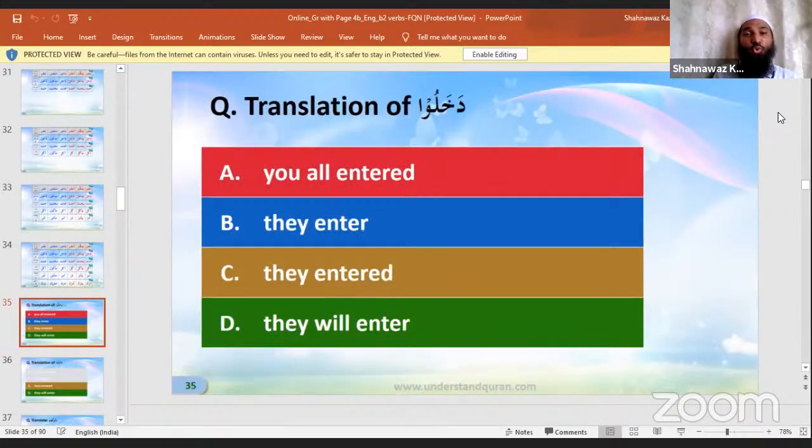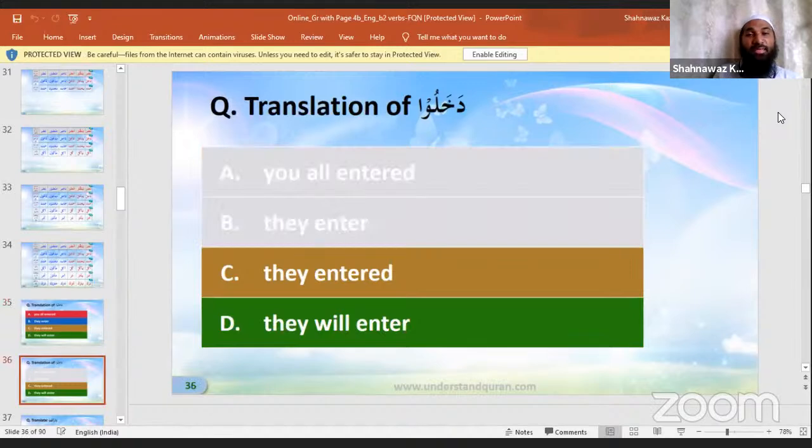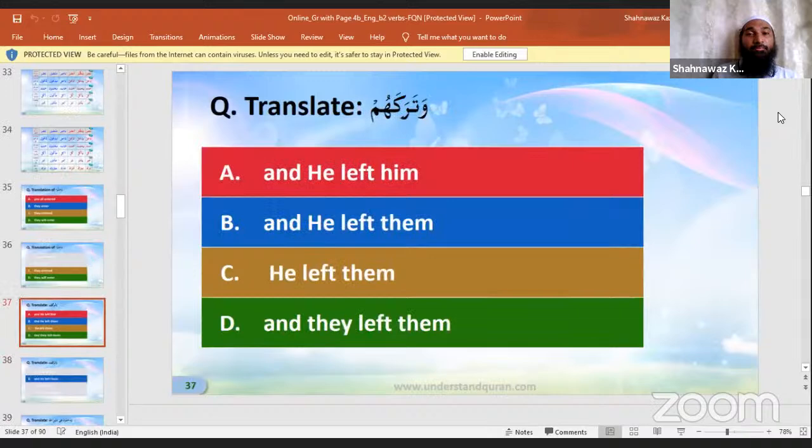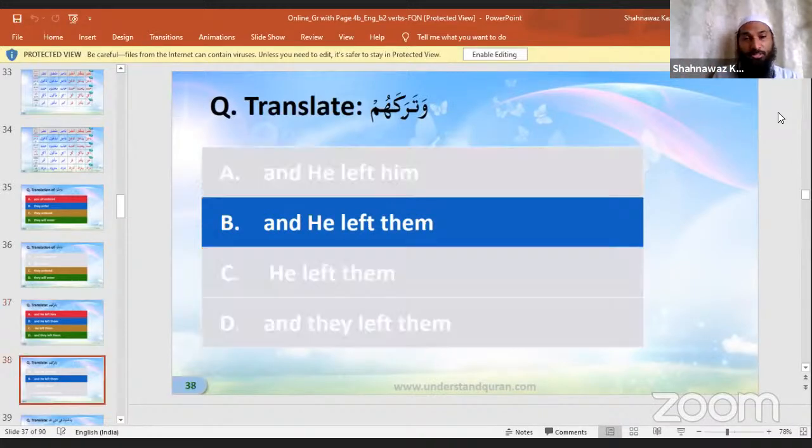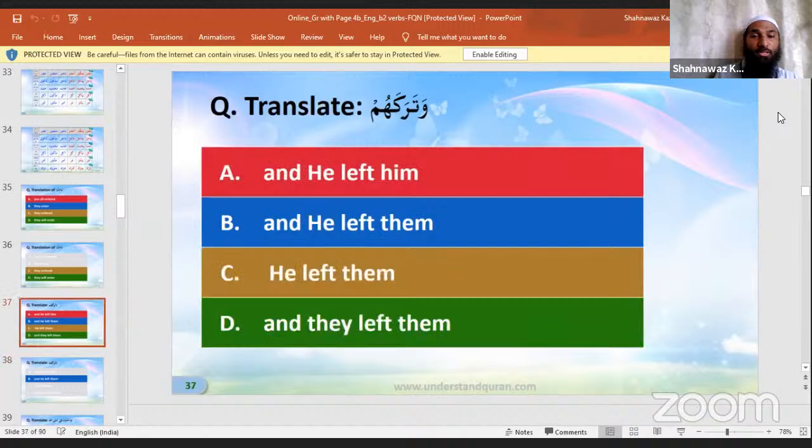Dakhalu, the translation of dakhalu is: you all entered, they entered, or they will enter. Okay, they entered and they will enter. Watarakahum. So it is tarakahum, a past tense singular verb, and it is joined with hum, right? Watarakahum: and he left them. Taraka is third person, the action is on the third person, and hum is also third person. So, he left them. Taraka, he left hum, them. So the answer is B: and he, wataraka, left hum, them. Because there is a wa also there, that's why the answer is B.